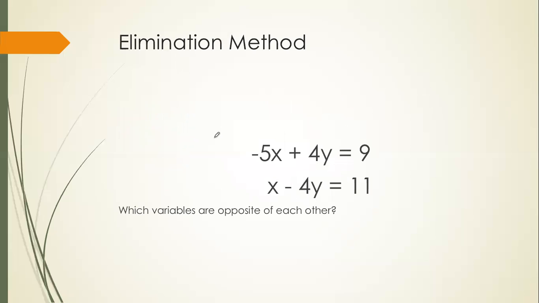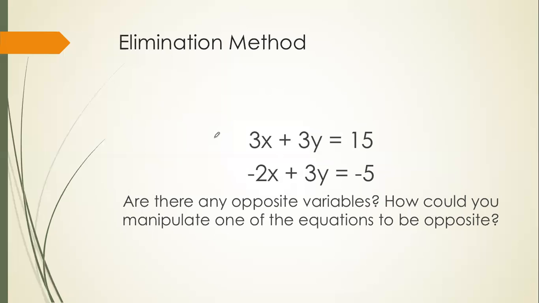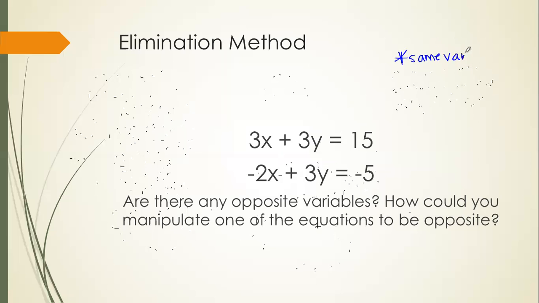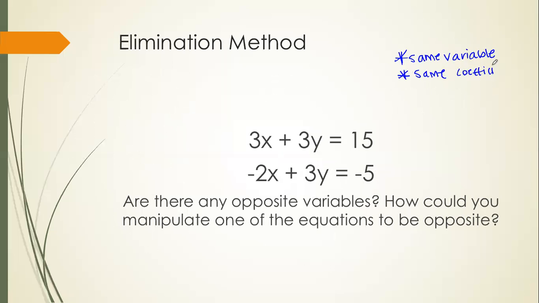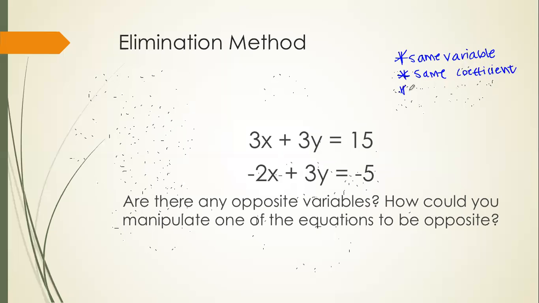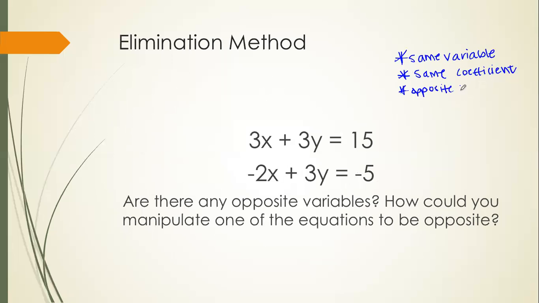All right. So write these. No, not this one. Write these two down. 3x plus 3y equals 15. Negative 2x plus 3y equals negative 5.